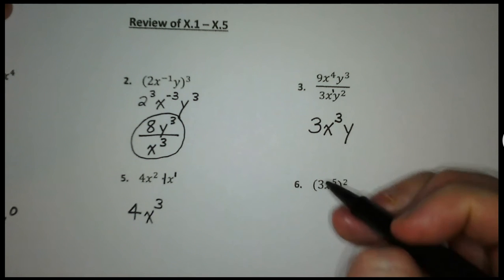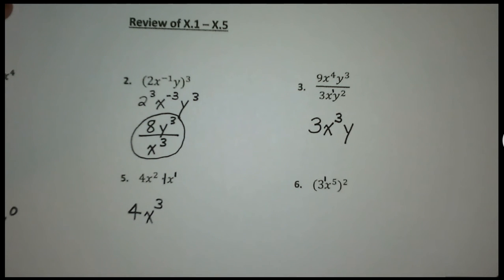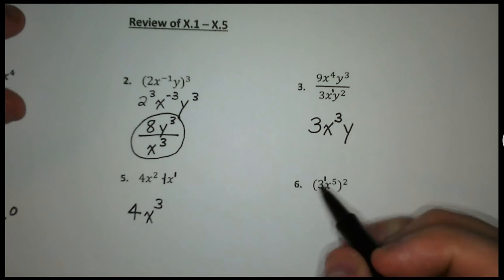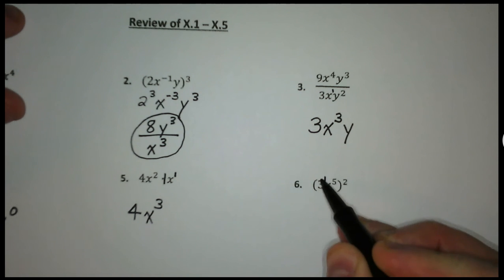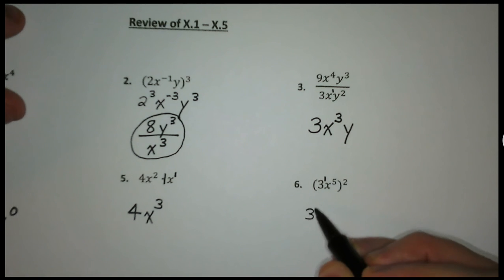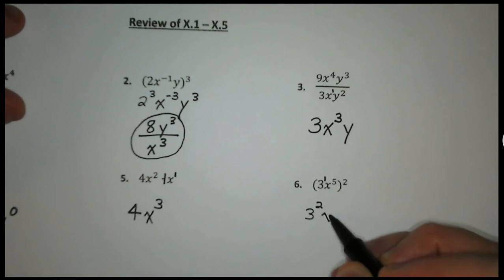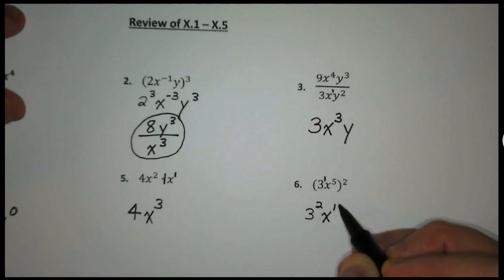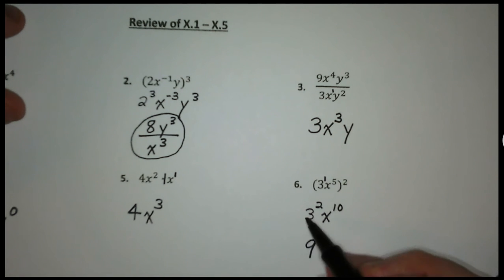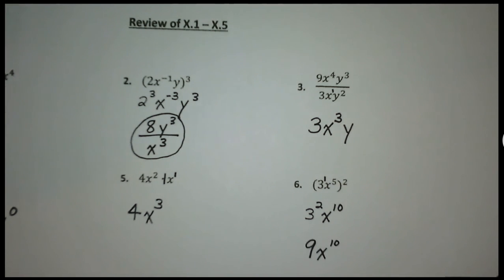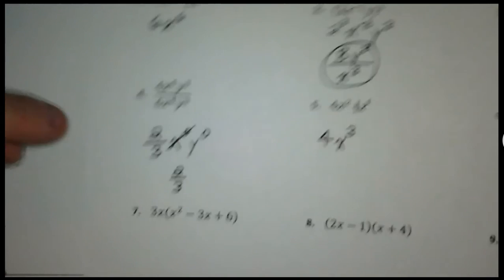Number 6, another example of raising a bunch of stuff to a power. This already has a power. Again, technically the 3 already has a power, and when it's a power to a power, that's when you multiply the powers. So 3 to the 1st to the 2nd, it's just 3 to the 2nd, 1 times 2. And then as far as the x, 5 times 2 is 10. And if you want to say that 3 to the 2nd power is 9, go for it, because it is.